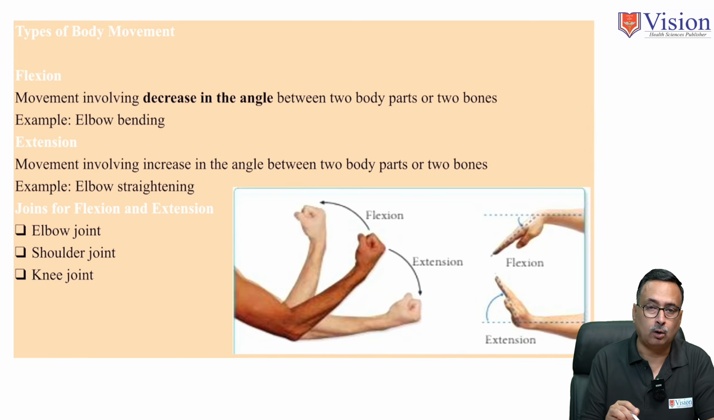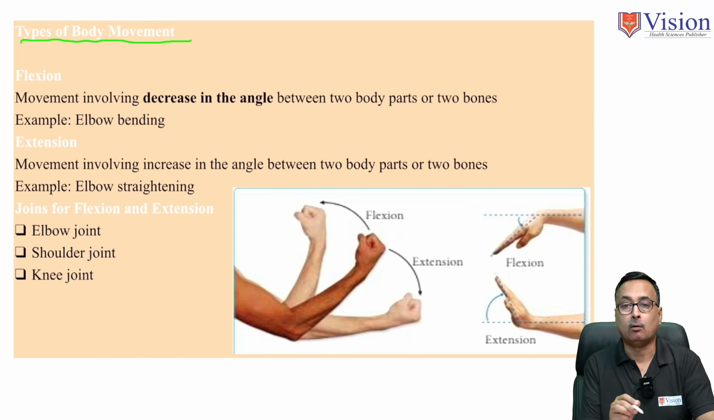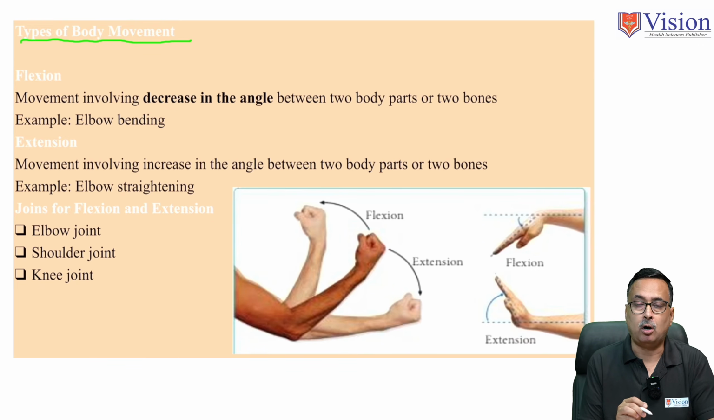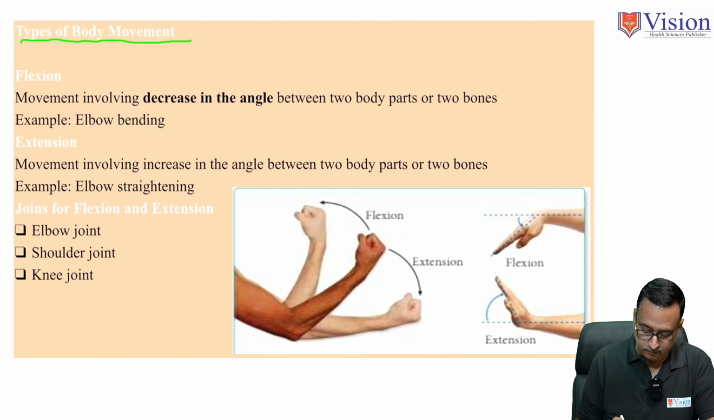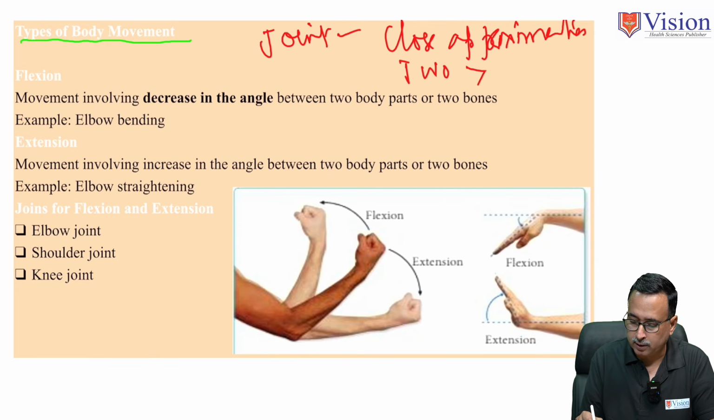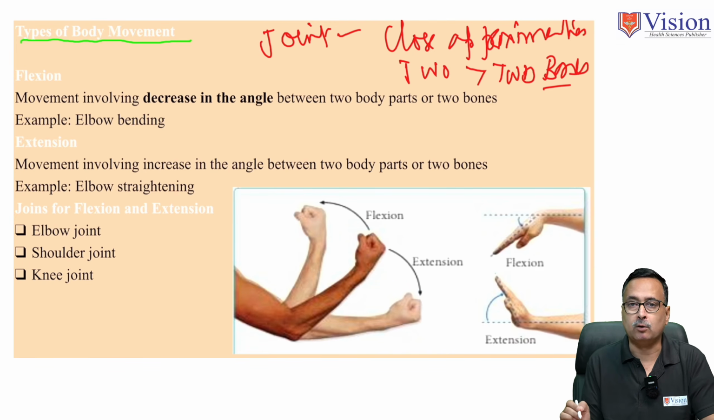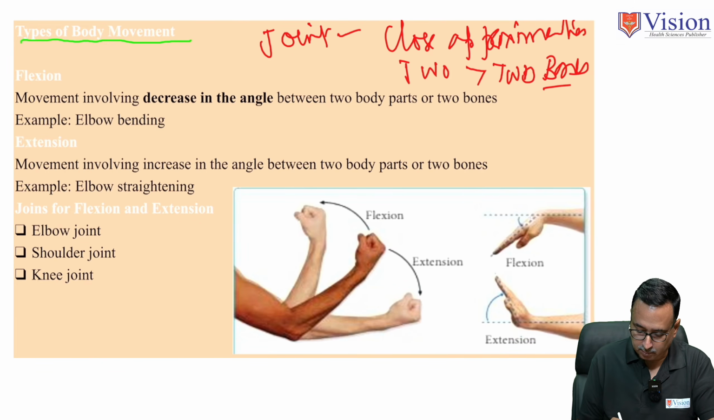Now, fourth aspect of anatomical terms refers to the types of body movements. Body movements are possible because a body has several joints. A joint is a close approximation of two or more than two bones that forms a joint. Depending on nature of joint, there are several types of movements which we will discuss one by one.